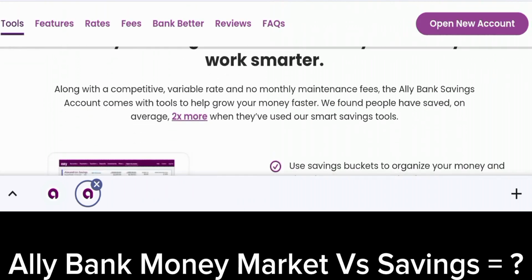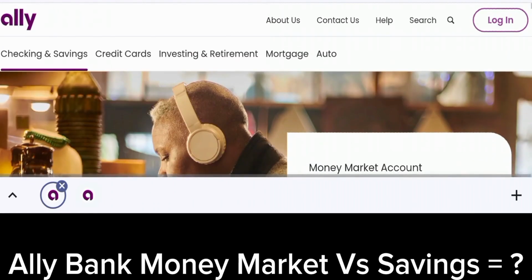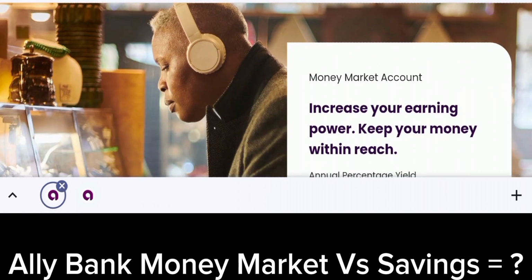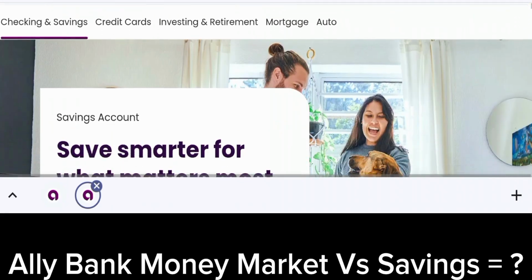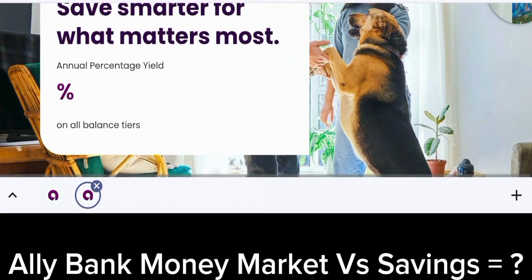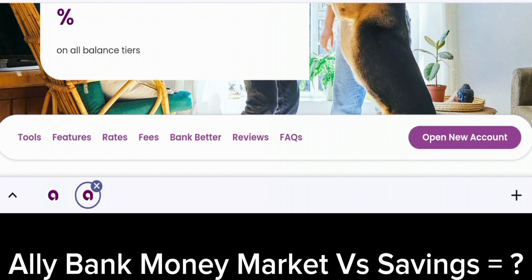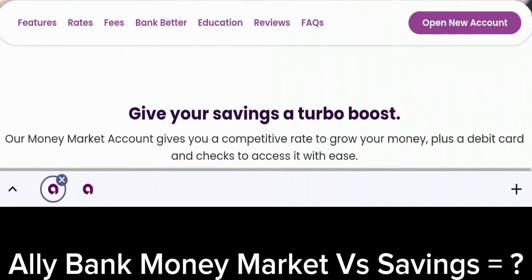So let's talk about the key differences between these two accounts, so you're able to know the best between both and use this to make the best decision. The first one we're going to talk about is the interest rate. The money market, which is the MMA account, typically offers slightly higher interest rates. Savings has slightly lower interest rates, but it's still competitive. So in this aspect, the best when it comes to interest rates goes to the Ali Bank money market for its higher returns on deposits.